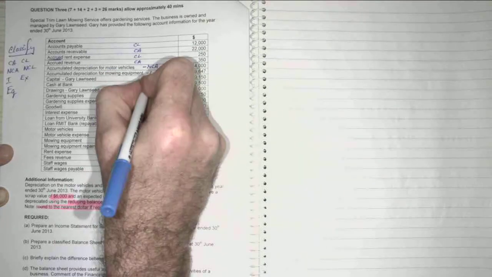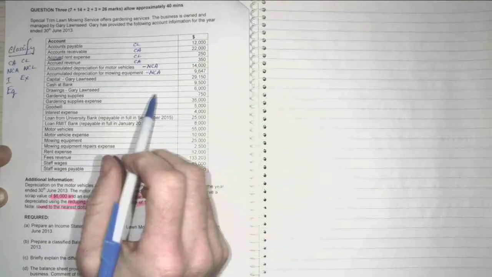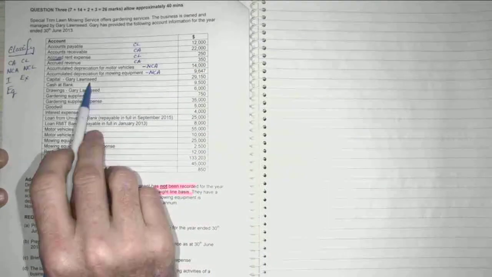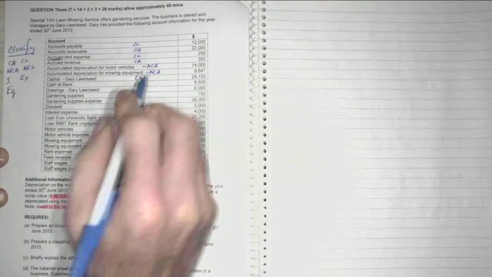Accumulated depreciation for motor vehicles. No, it's actually a negative non-current asset. So I put a little minus here, it's a negative non-current asset. So those both will be negative non-current assets. Capital for Gary Lawnseed? Equity. Yeah, equity. Cash at bank? Current asset. Drawings? Minus equity. Yeah, so it's a negative equity.